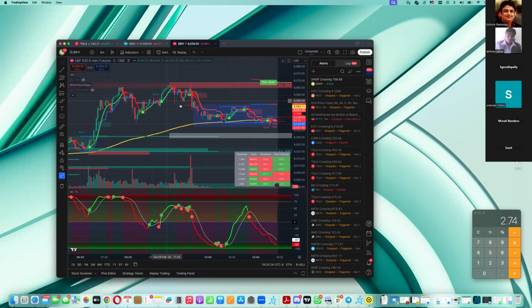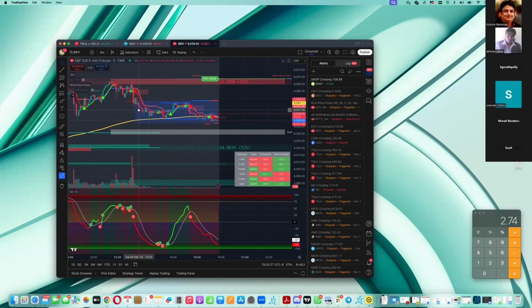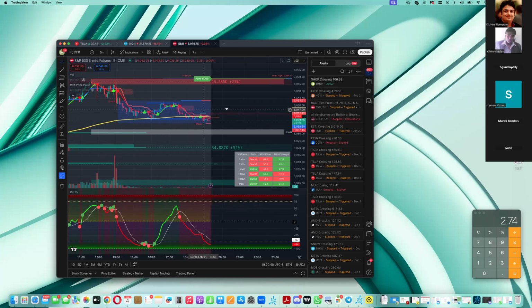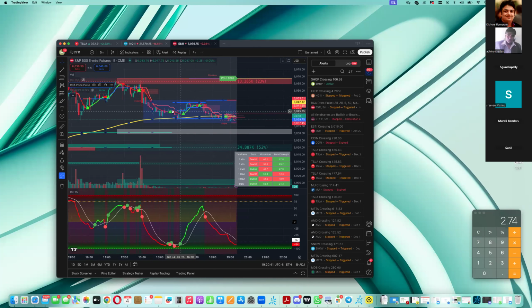What about this blue or purple color when it forms like this? Does it have any meaning? That is what I was explaining: that is a consolidation box, a choppy box. It means price is moving in a choppy range, just going up or coming down. There is no trend. If you find price at the bottom, it will move up. If you find price at the top, it can go down.